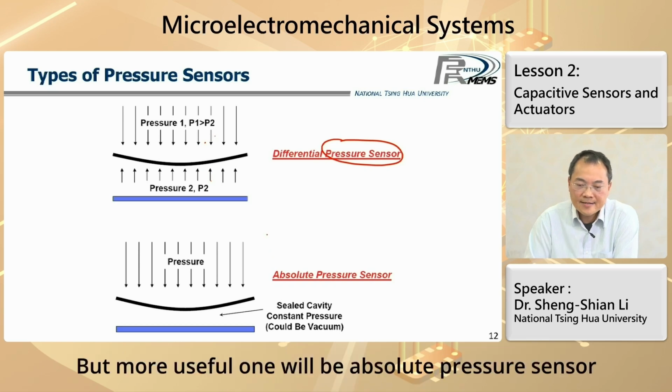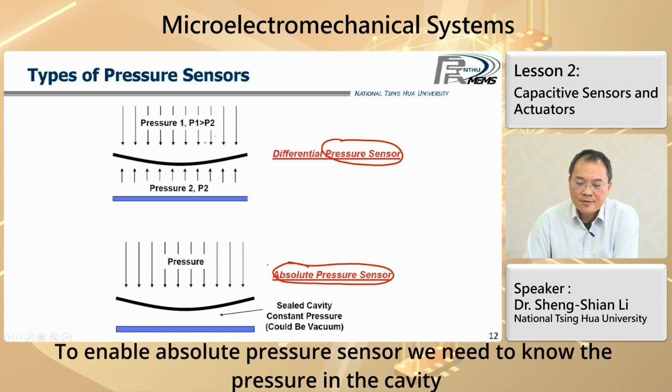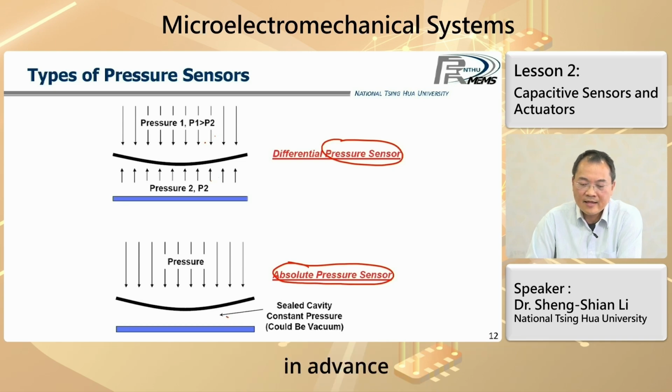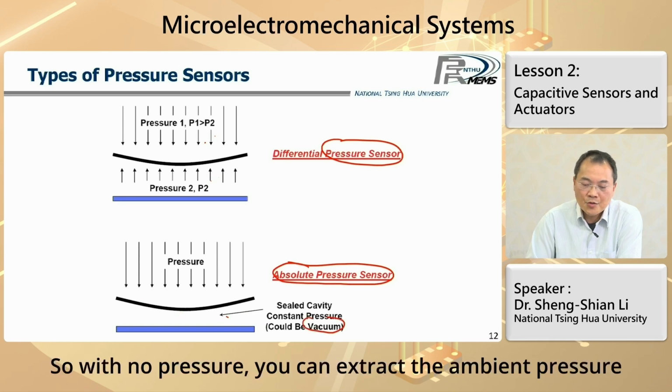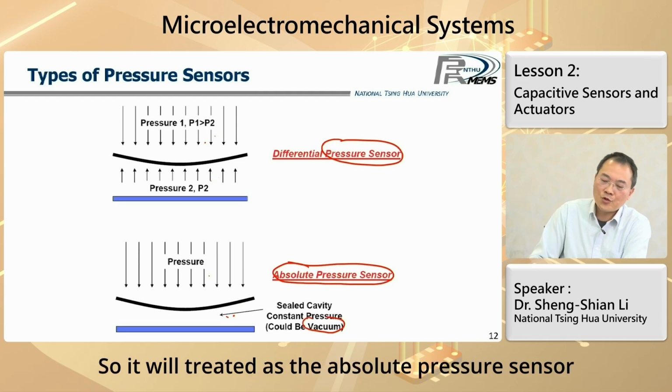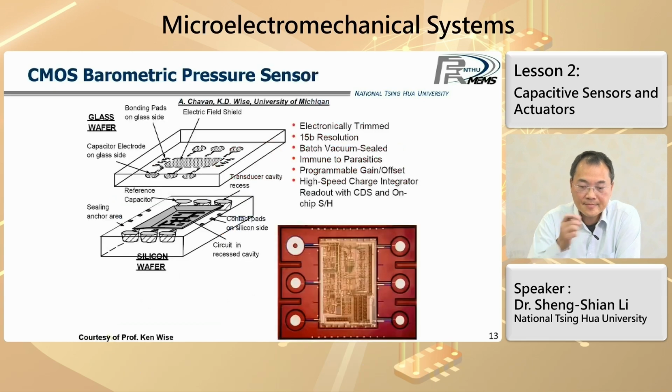But the more useful one is the absolute pressure sensor. To enable an absolute pressure sensor, we need to know the pressure in the cavity in advance. How? You can seal it, right? It can also be vacuum. So with a known pressure, you can extract the ambient pressure, so we treat it as an absolute pressure sensor.